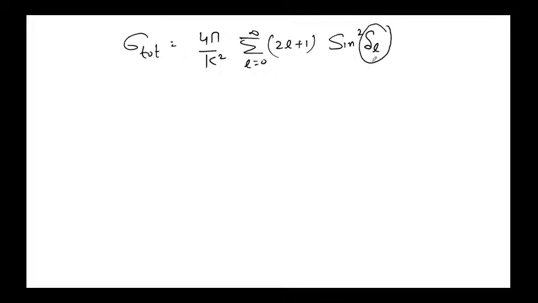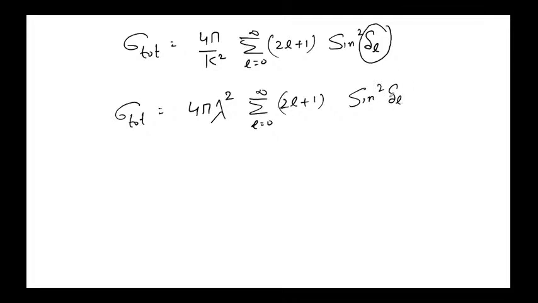For that particular partial wave solution, this total scattering cross section we can also write as 4 pi lambda square summation of (2L plus 1) into sine square sigma L. Similarly, you can calculate this total scattering cross section for different partial waves.